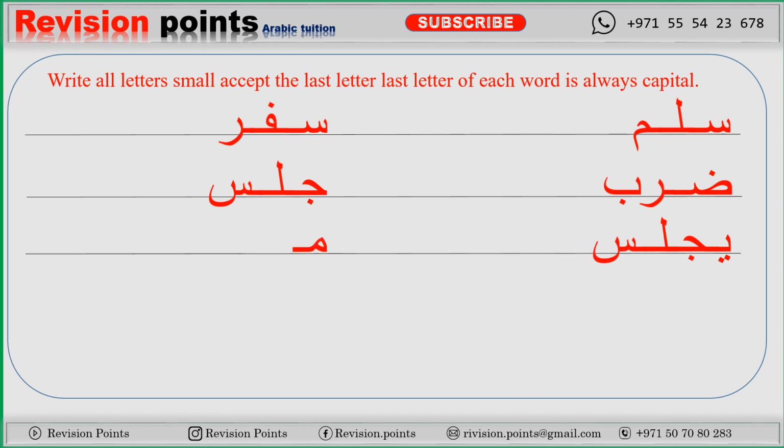Starting shape of Meme, then Dal have space, then Ra also have space, then Seen small, then Ta marbuta in joining shape. Then we will join together.